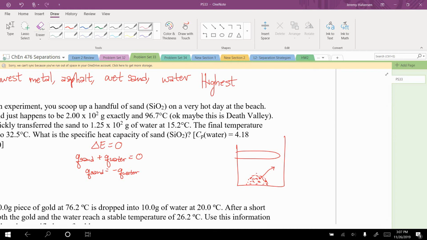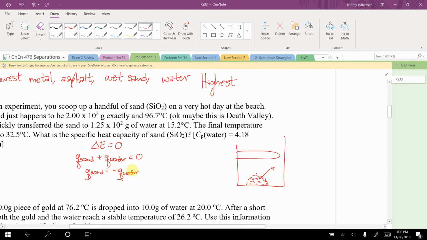So what does it mean for a Q to be negative? Well, that means that heat is leaving that thing. So for which of these Q's, Q sand or Q water, will the actual value be negative? In this case, it will be the Q sand because heat's leaving the sand. Some people get confused because they think that negative sign should go on the Q that is releasing heat. That's not true. That negative sign could go on either one.